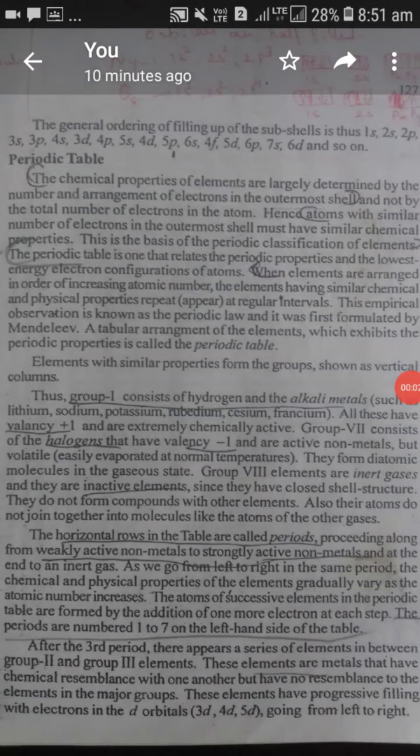Next is the periodic table. We know the elements have physical properties as well as chemical properties. Here the chemical properties of the elements are determined by the atomic number and arrangement of electrons in the outermost shell. Then the atoms having the same number of electrons in the outermost shell have the same chemical properties. This is the basis for the periodic classification of elements.